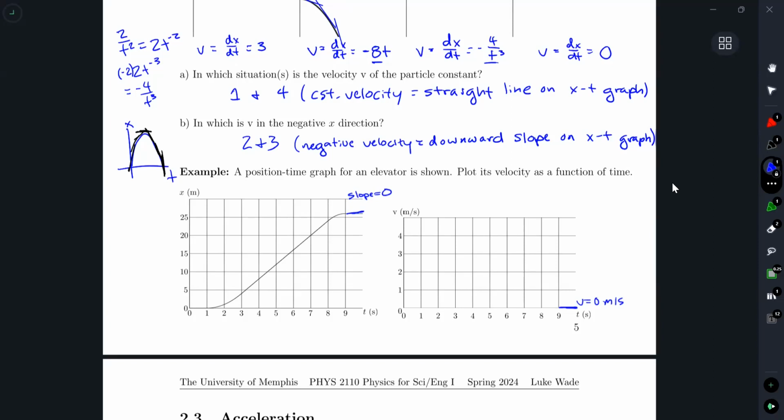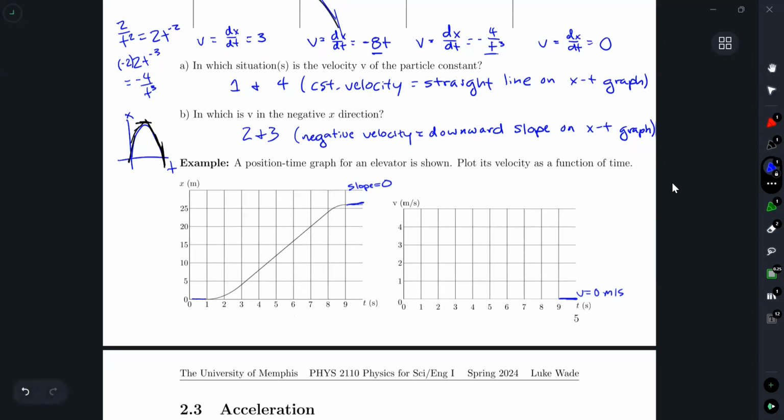Is it 0 at 0? Yeah, from about 0 to 1. So the slope is 0 there. That's telling us that our velocity is 0 in that interval. Okay, now it's easiest to move next to, where's the velocity constant?